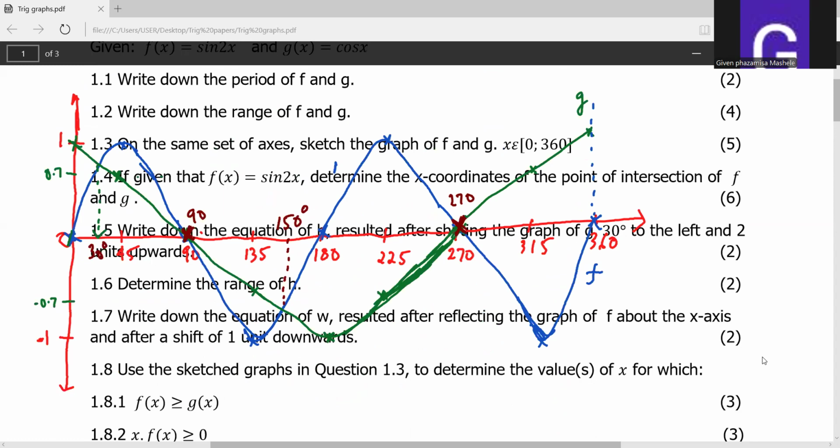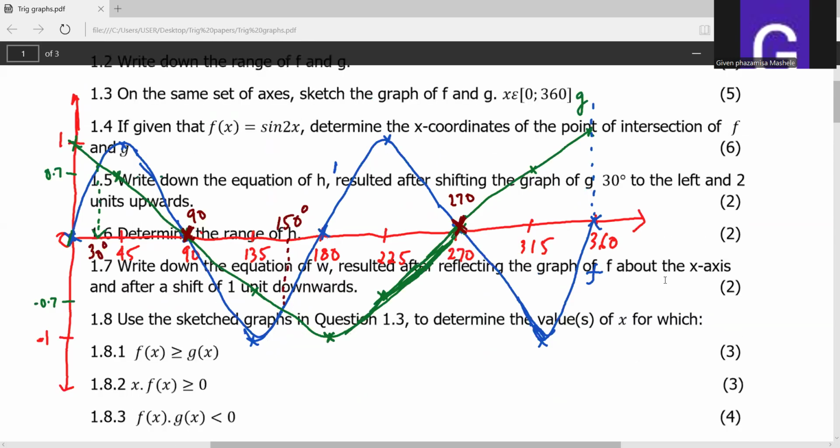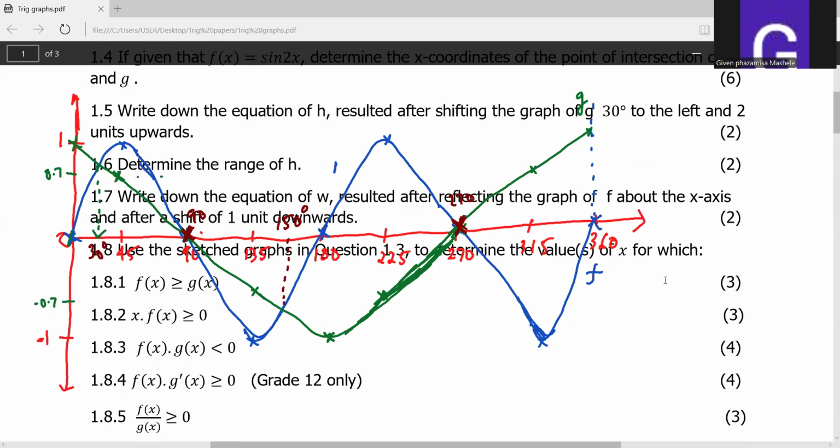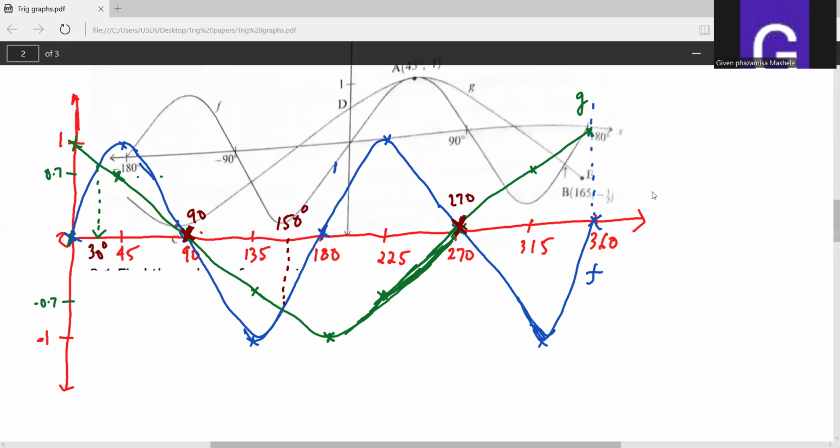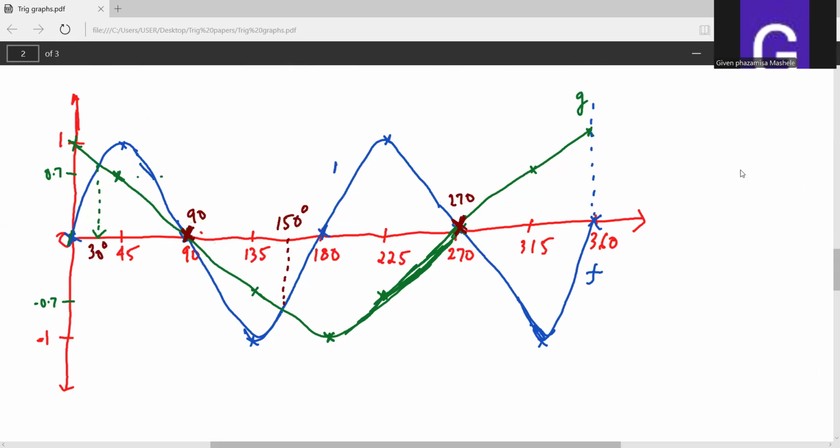Let me do this because I wanted us to write these values somewhere. Let me take a snapshot of this so that I'm able to write them. Now let's go straight to the graph that we have sketched here. Yes, this is our graph.